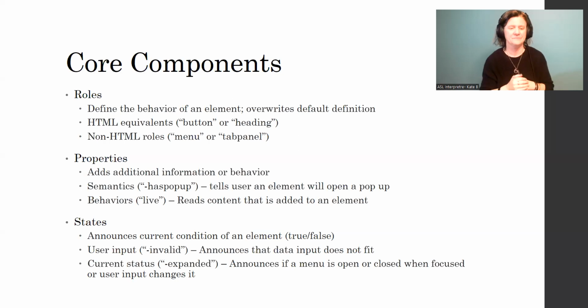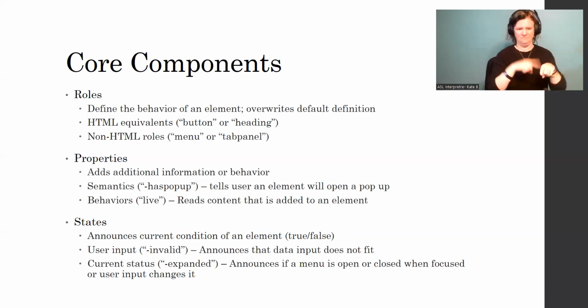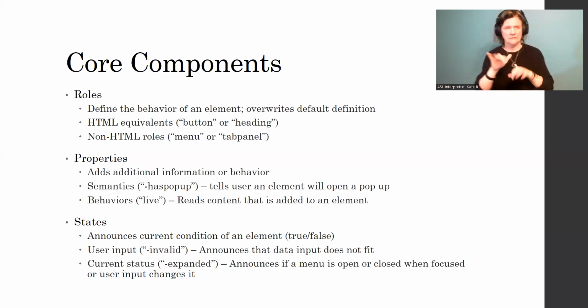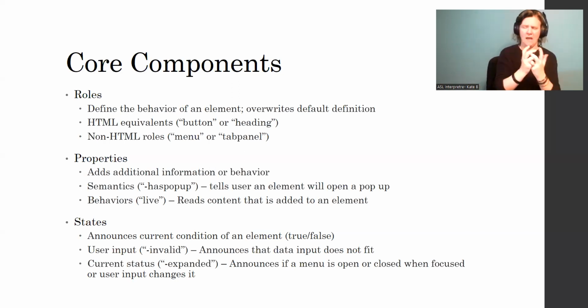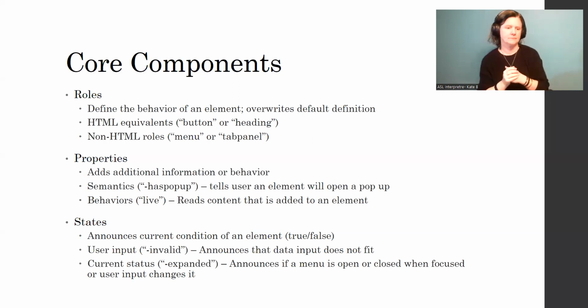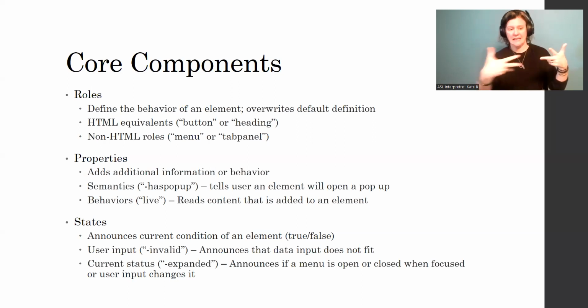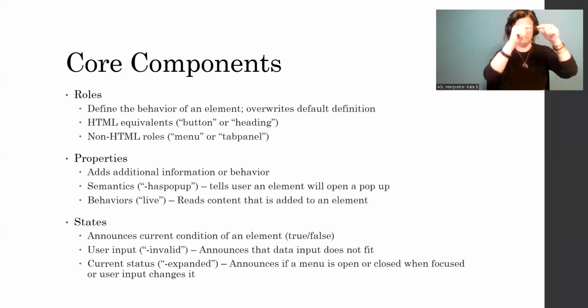Another one is state. What's the current condition? So giving an invalid state on an input field will tell the user that, if they're entering an email address and it doesn't match your format validation, then you could have this invalid flag pop up and let the user know. Status expanded can let the user know, for example, if you have a collapsible set of content on your page, when it's expanded.